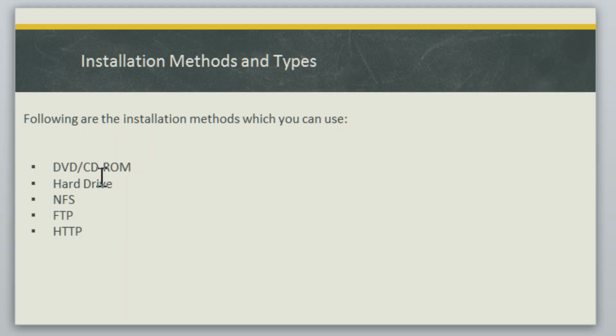We have hard drive, we have NFS, which is network file system, then FTP, which is file transfer protocol, and then HTTP, which is hypertext, which is going to be internet. And that's basically how we're going to install our image: we're going to go to the CentOS.org website and download the .iso file and install it from there.